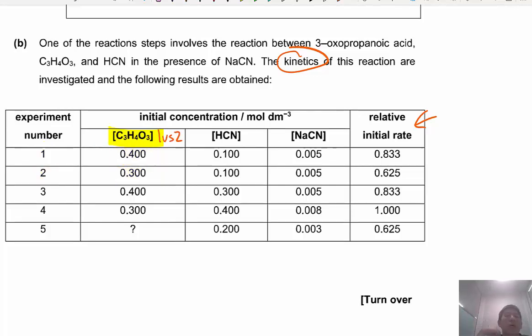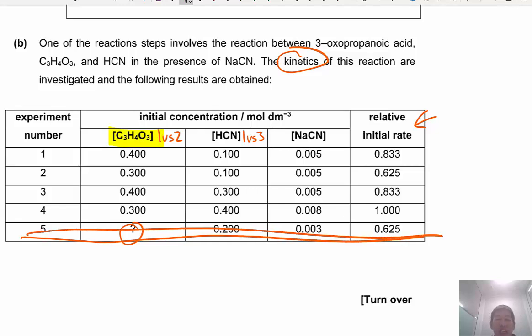How about HCN? HCN, let's see. 1 versus 3. Correct? How about NaCN? Let's look at NaCN. Oh, you cannot use 5, because 5 is an unknown. So 5 is for the moment out of play. 1, 2, 3, 4. Okay, realize, well, you can use any of these, but the problem is none of the other two will be constant, right? So now you have a problem.